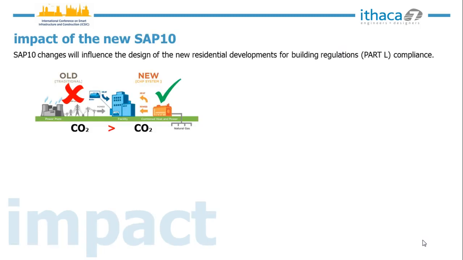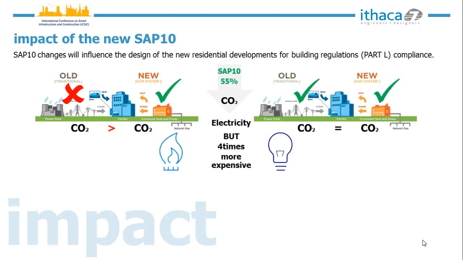So what's the impact of the new SAP? The major change, as I said, is that SAP10 has a 55% reduction of CO2 on electricity, and electricity is 4 times more expensive than gas. That means we have a model where it's the same whether you use gas or electricity. We know from the government recently that as of 2025 in the UK, gas is banned.